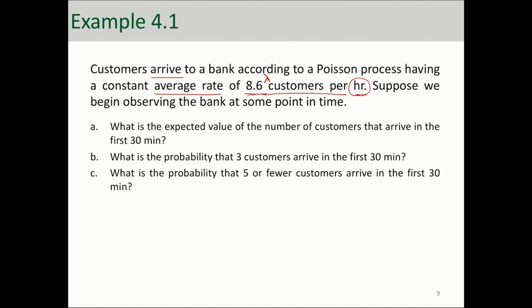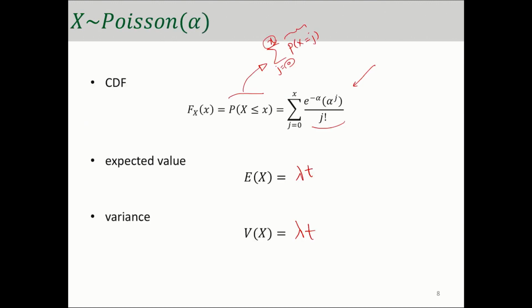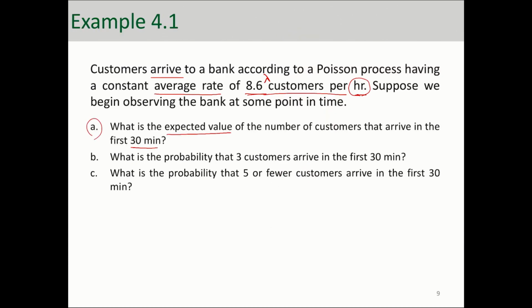Part A, what is the expected value of the number of customers that arrive in the first 30 minutes? Well, right there, you see that it's asking you in terms of minutes. Also, it's asking you about the expected value. So expected value, we had the formula right here. It's just lambda t. But what is the random variable that we're going to calculate the expected value for? That's the first step. So you know that the random variable of type Poisson is N of t.